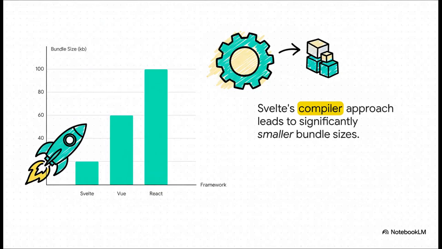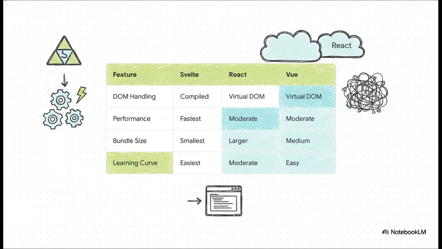And a huge reason for this is performance. Just look at this chart. It shows the average size of a simple app built with different frameworks. Because Svelte is a compiler, that final package of code it sends to the user is tiny, which means way faster load times. And when you lay it all out, side by side, Svelte really starts to pop. That compiled approach gives it top marks in performance and the smallest bundle size. Plus, because the syntax is so close to the HTML, CSS, and JavaScript you already know, a lot of developers say it's got the easiest learning curve of them all.